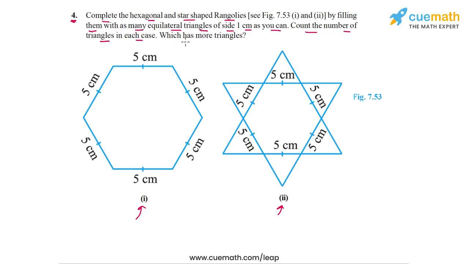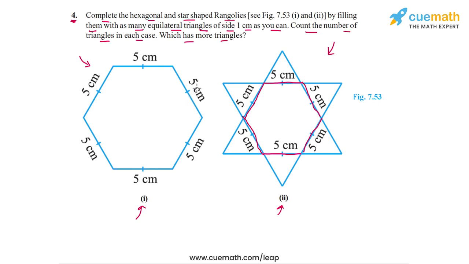And then the question also says which figure or which rangoli has more triangles. So if you look at this first figure, it's actually a hexagon, a regular hexagon, a polygon of 6 sides, and each side is 5 centimeter long. If you look at this second figure, it's a star figure, but if you take the inside part, this is actually a hexagon of side 5 centimeter. So clearly the second figure is bigger than the first figure. So there will be more equilateral triangles in the second figure.